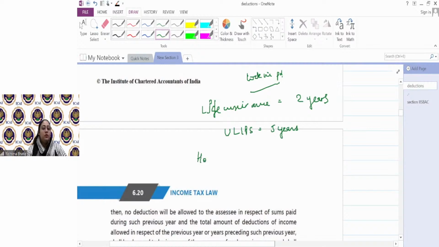Similarly, if I talk about house loan repayment, now you will say, ma'am, I have to repay the house loan for 5 years. No, I mean to say the property for which you are claiming house loan repayment should not be transferred before 5 years. If it is transferred before 5 years, whatever deduction I've claimed for house loan repayment would become my income. So before 5 years from the end of the financial year in which possession was obtained.